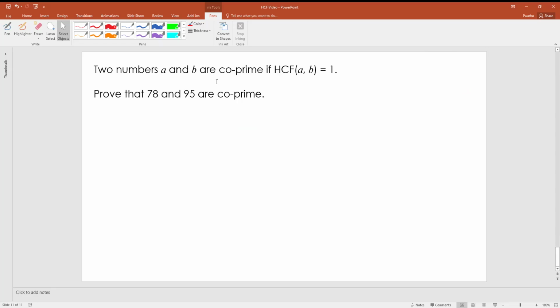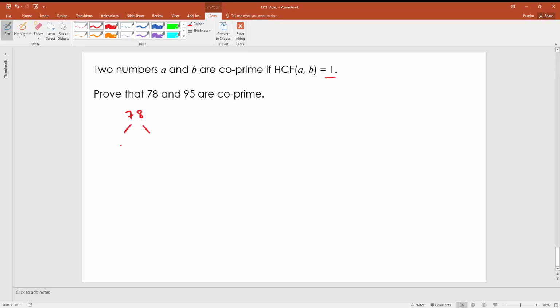Okay, welcome back. So this is saying here that two numbers, A and B, they're called co-prime if the highest common factor of the two numbers is 1. So numbers are co-prime if the only factor they share is 1. That means they've got no common factors apart from 1. Okay, so to prove they're co-prime, I think I'll just make my prime factor trees and hope that my HCF is 1, like it says.